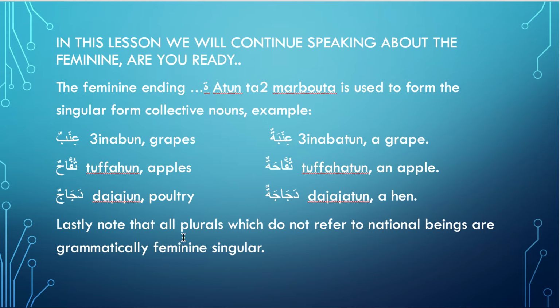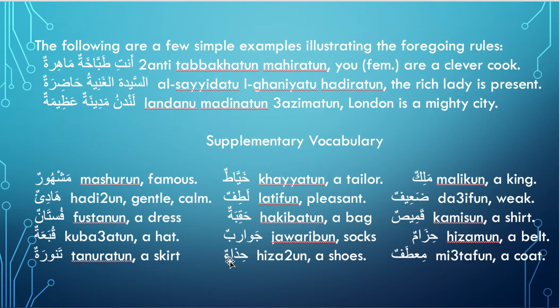Lastly, note that all plurals which do not refer to national origin are grammatically feminine singular, like a country name or something like that, so it will be feminine, like cities and countries, or rarely it will be masculine. The following are a few examples illustrating the foregoing rules.